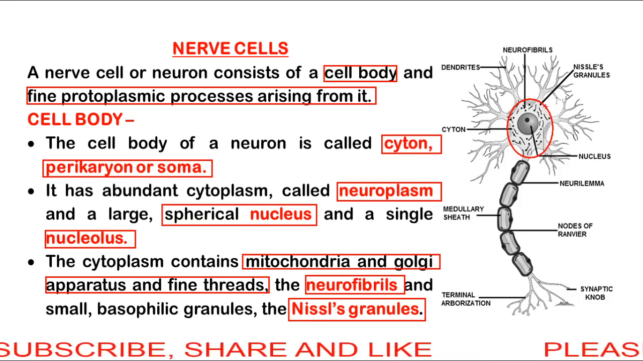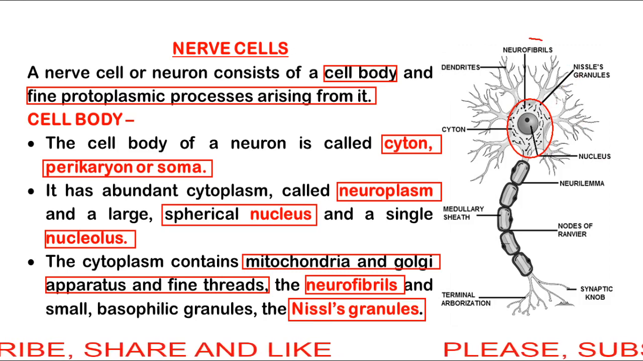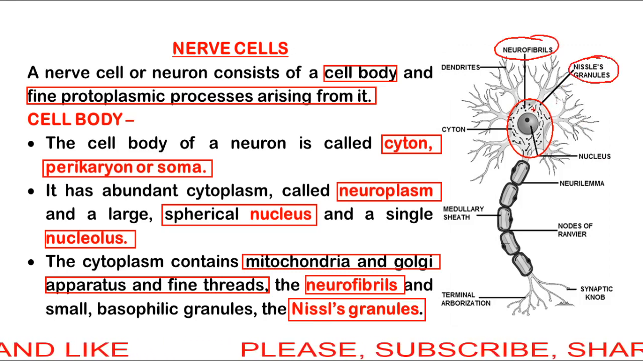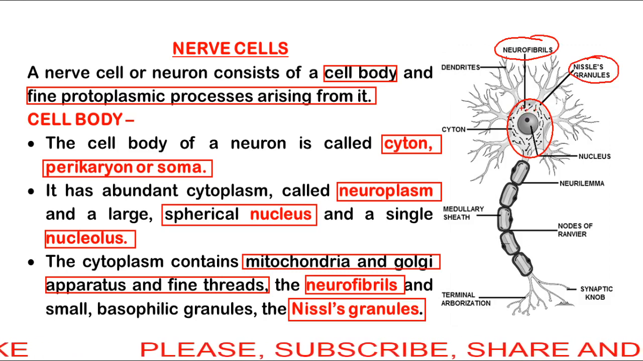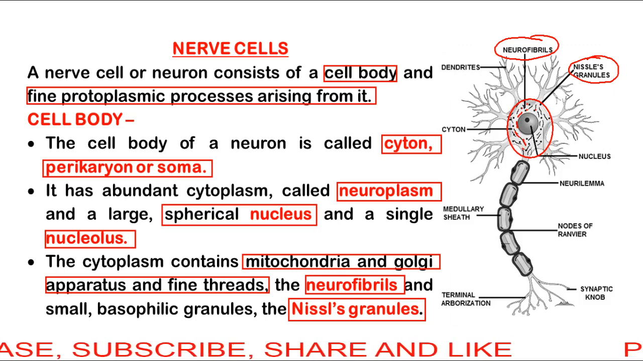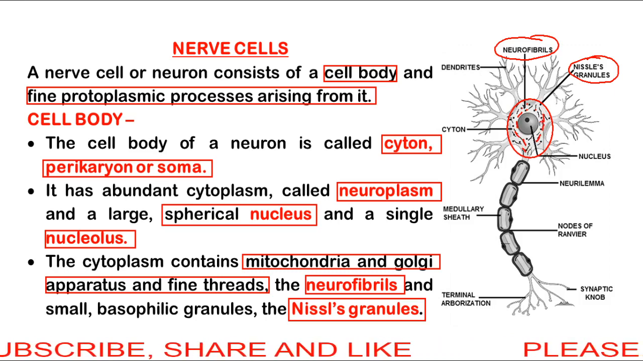So here in this figure you can see that neurofibrils and Nissl's granules are present. These dot-like structures are the Nissl's granules, and there are some fibers present here. These fibers are the neurofibrils.